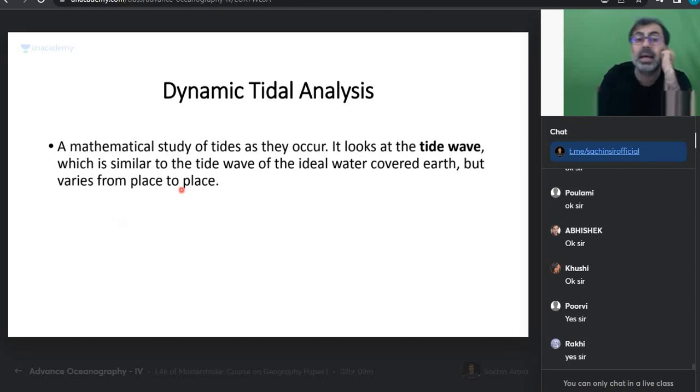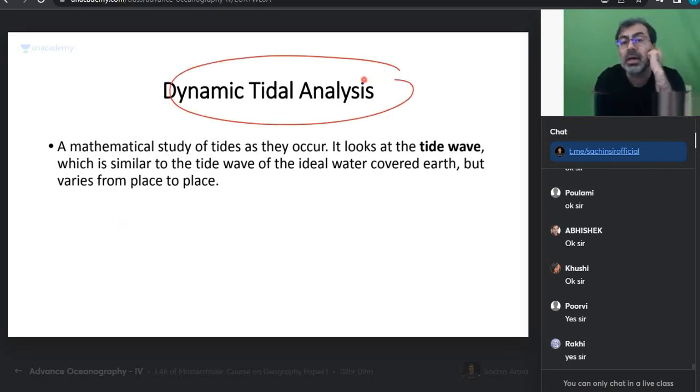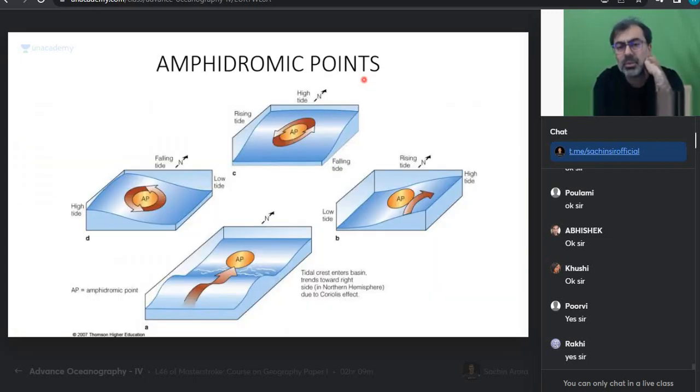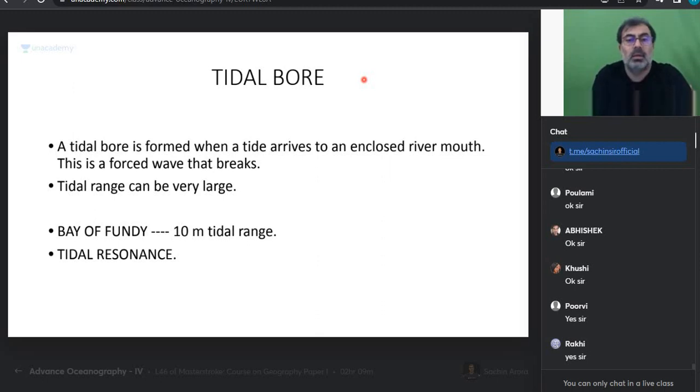What is mean tide? And then dynamic tidal theory. As I told you, no progressive waves, high level theories. There we have something called the amphidromic point system. Not easy to understand. I'll explain to you. And how are amphidromic points formed? These are amphidromic points. You will not understand them just by this. So I thought I'll be able to finish it in 2 hours.